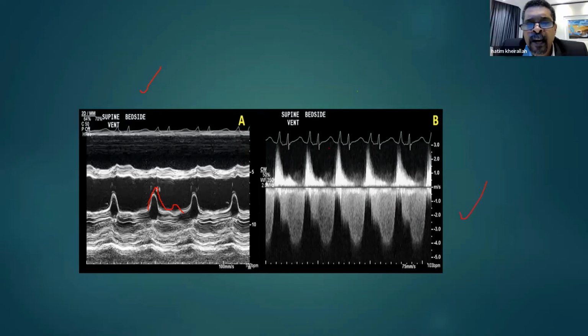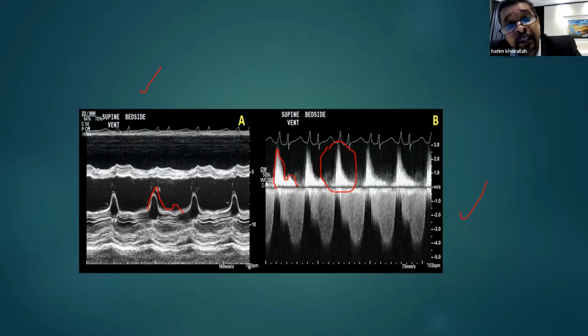The other sign of severe and decompensated or acute severe AR is here. I think Sarah thought this one is the pressure half time of the AR jet, but this is not the AR jet. This is the mitral inflow. You see, I can map it out for you. That's the E, and sorry, here is the A. You see it? So it's E and A. So this is the mitral inflow, not the pressure half time.